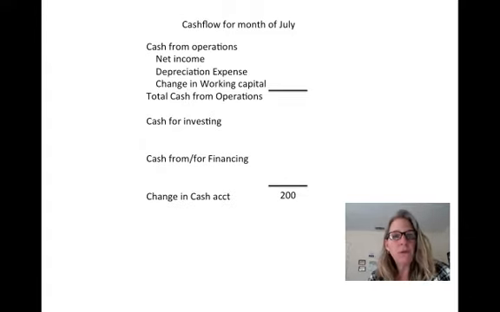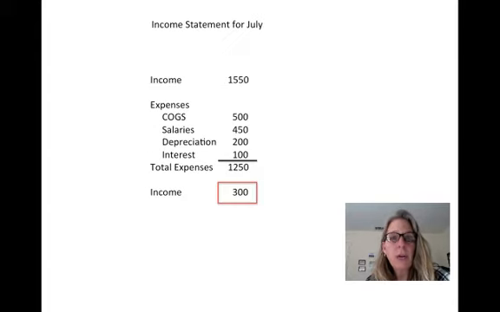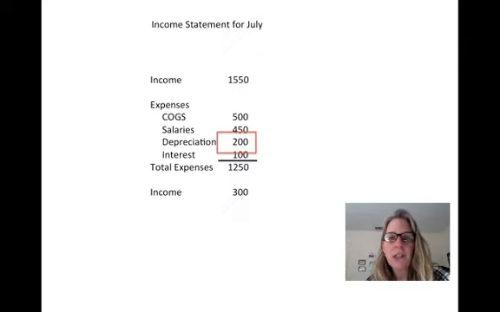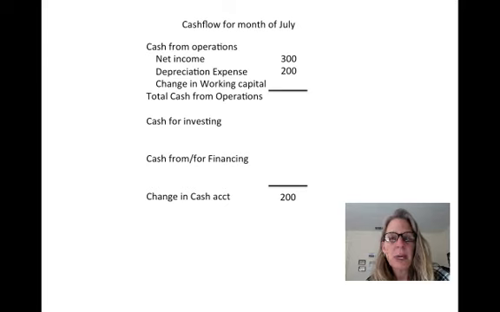And then, to start with cash from operations, we're going to itemize these three areas. They will always be the same in a cash flow statement. So the net income, we're going to go to the income statement, and we have this $300 to start with. So we're going to go ahead and put that in there. The next thing is depreciation expense, which is added back because it's a non-cash item. So we go to the income statement and grab the depreciation expense and put it in there.